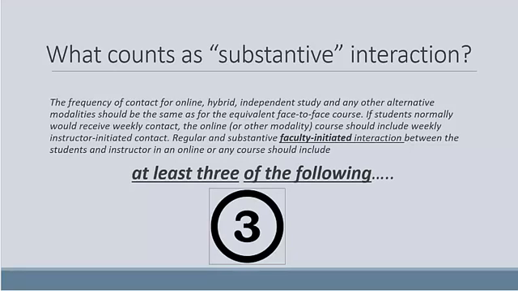The frequency of contact for online, hybrid, independent study, and other alternative modalities should be the same as for the equivalent face-to-face course. If students normally would receive weekly contact, the online or other modality of the course should include weekly instructor-initiated contact. Regular and substantive faculty-initiated interaction between the students and instructor in an online course should include at least 3 of the following.